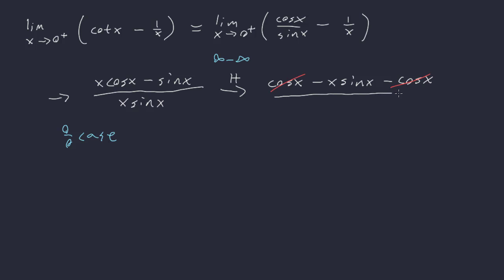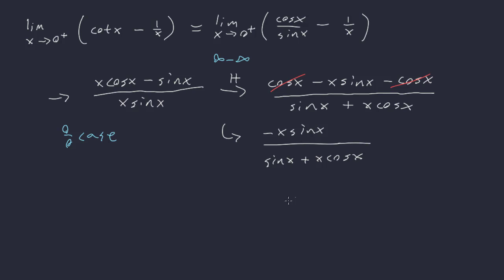So up top the cosines cancel. That's nice. And then in the denominator, we'll have another product rule. Right? So it'll be sine x plus x cosine x. So let's simplify this a bit. We'll have negative x sine x up top, and sine of x plus x cosine x in the denominator. Now once again, this is going to be another 0 over 0 case. When we plug in 0, we'll get 0 up top and 0 plus 0 on the bottom. So we have another 0 over 0 case.